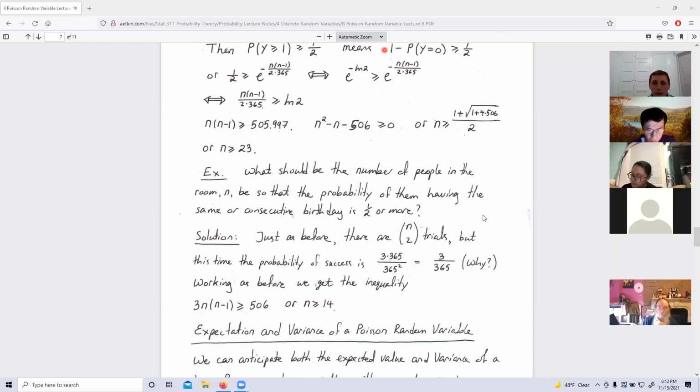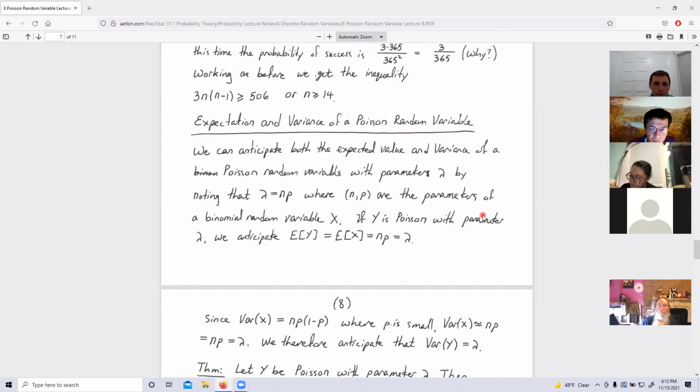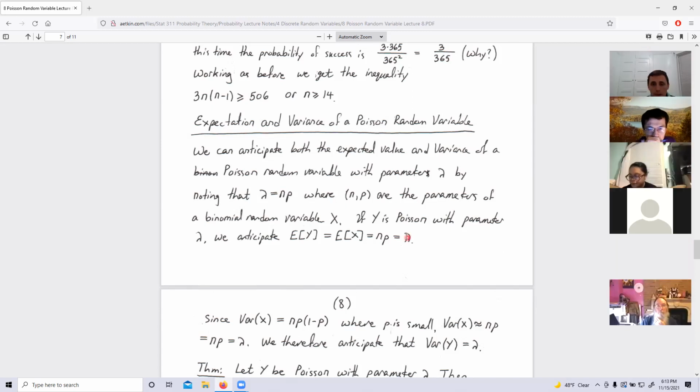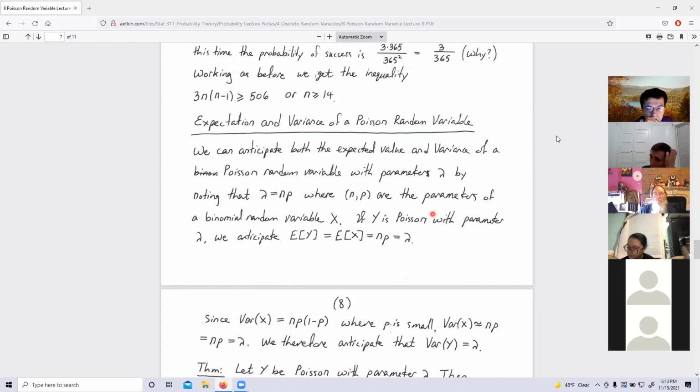Okay. Now let's talk about the expected value and variance of the Poisson random variable. The expected value should be obvious, right? It should be the same as lambda, the same as the expected value for the binomial, which is lambda. That's by intuition. You agree? Because if the Poisson is simulating a binomial distribution, they should match as closely as possible in their expected value. We're going to verify it.